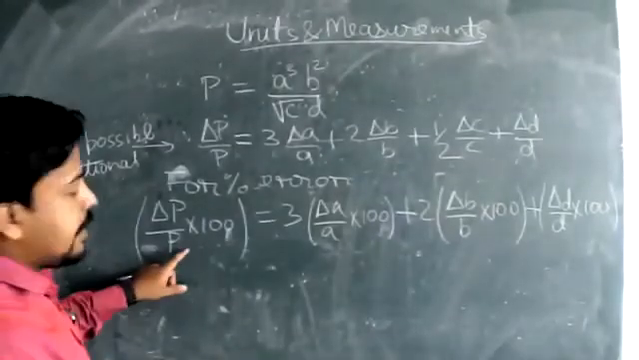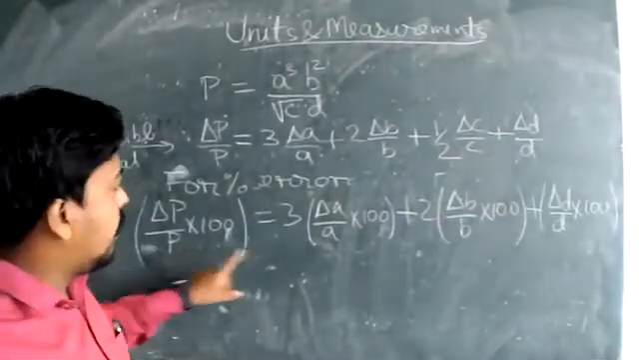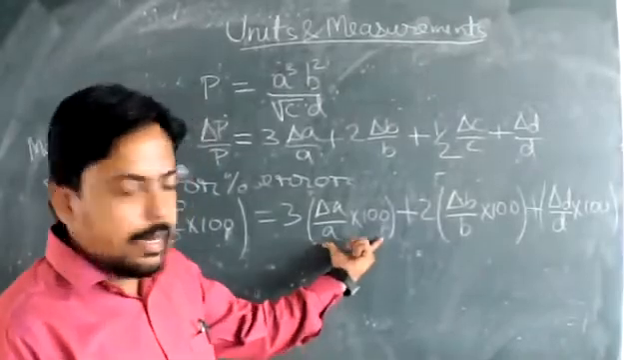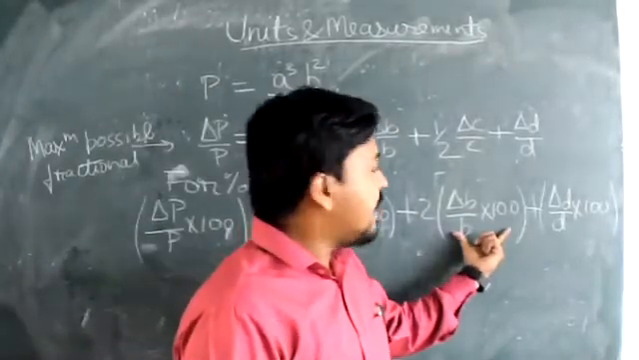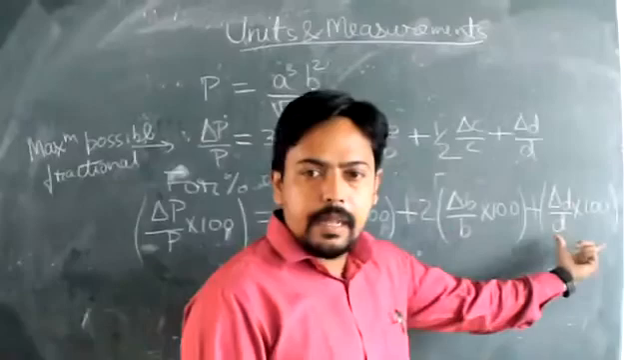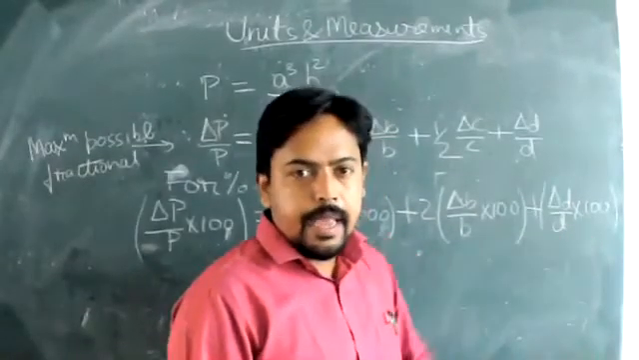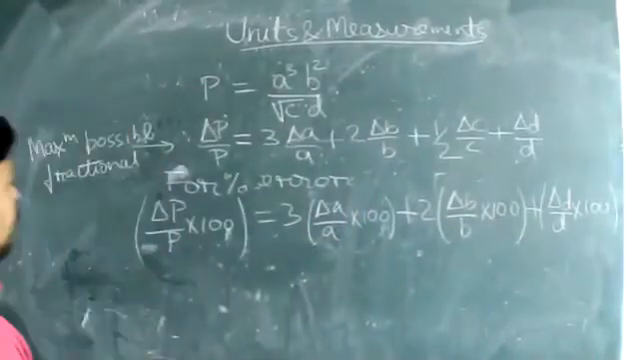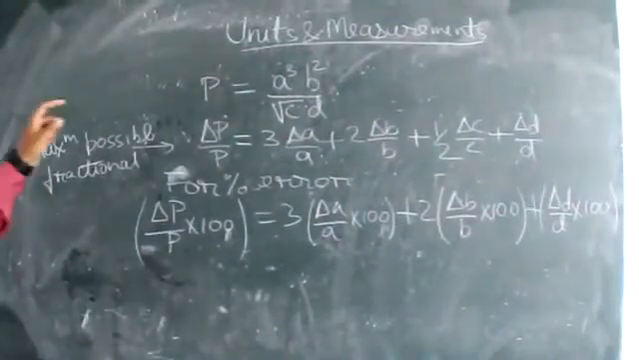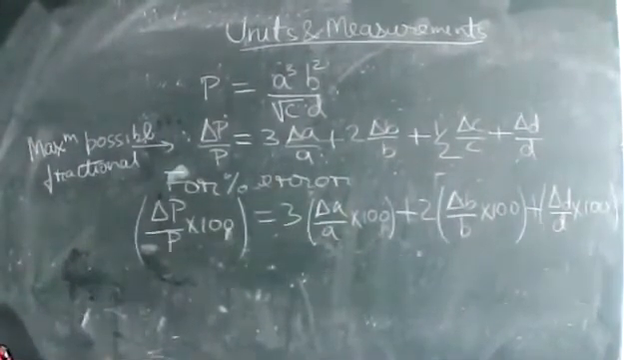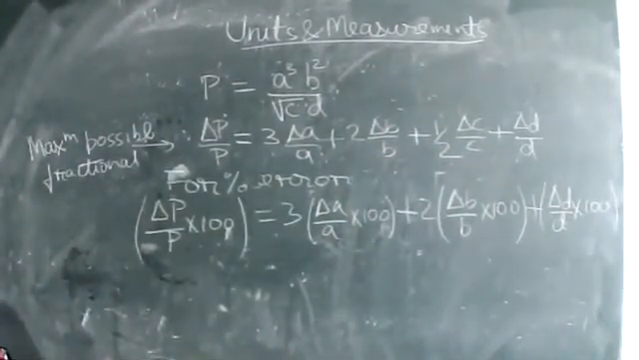Now you can see that this is the percentage error in B. This is the percentage error in A. This is the percentage error in B. This is the percentage error in D. And these things have been given to us. Percentage error in A has been given to us according to the question. It is 1%.